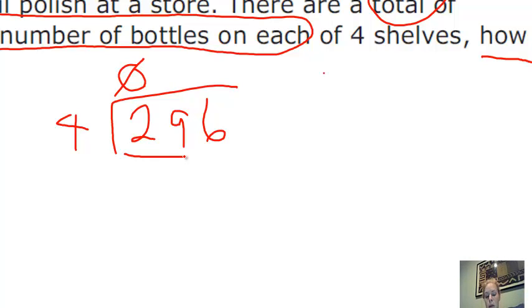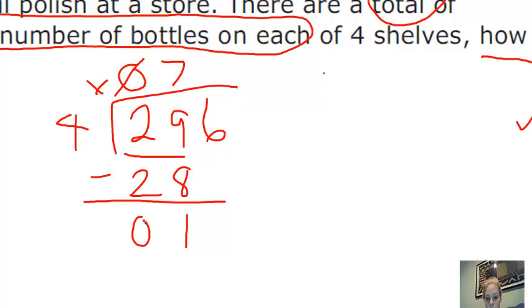Yes, let's roll. 4, 8, 12, 16, 20, 24, 28, 32. Ooh, I can't go over 32, so it goes in 7 times. Put 7 up at the top. Now we need to multiply 4 times 7, which is 28. Now I need to subtract. 29 minus 28 is 1.